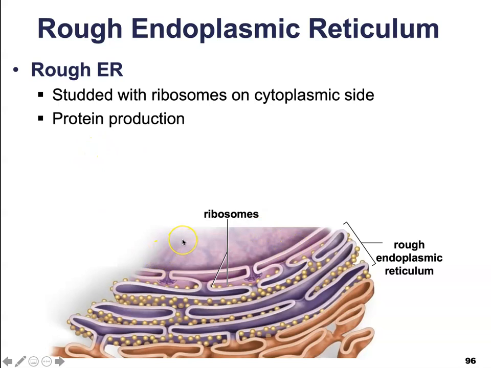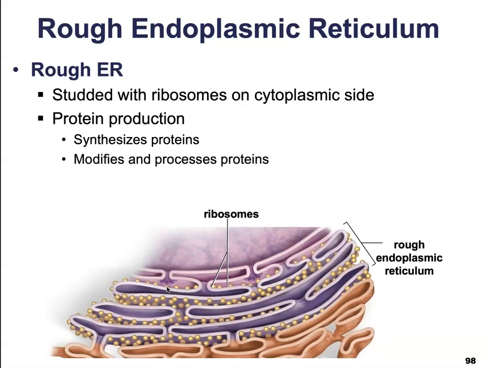Our message for how to synthesize a protein, our mRNA, is coming from our nucleus. And guess what? We have one continuous membrane. All we have to do is go out of the nuclear pore right into a ribosome right here, and we're going to start working on our protein production. So rough ER's primary job is going to be the synthesis of proteins.